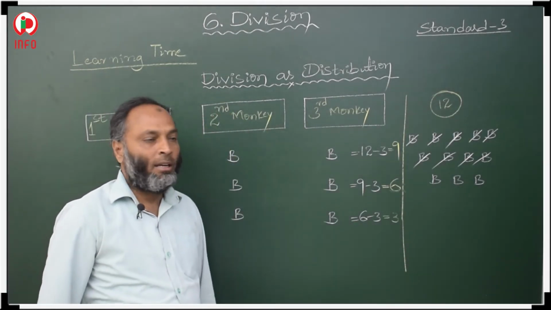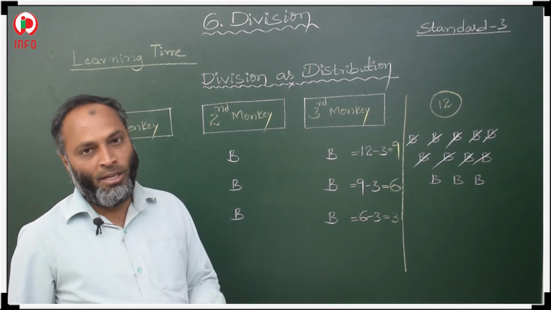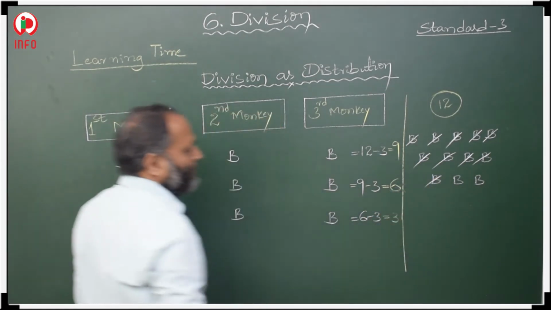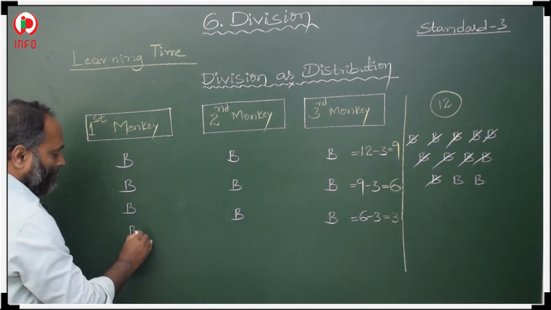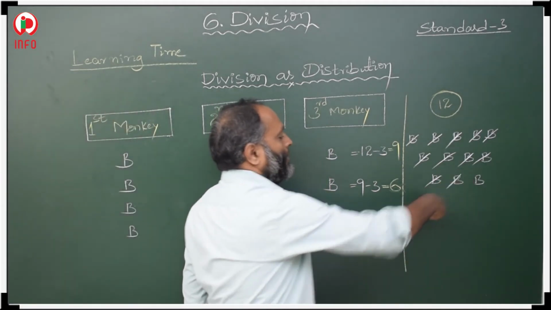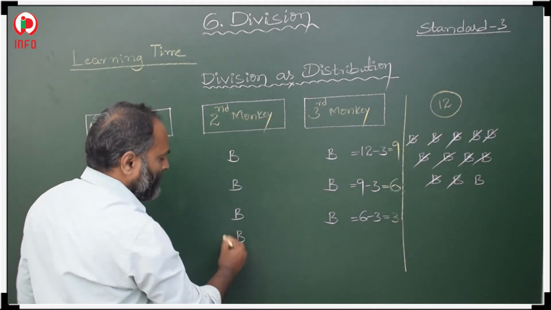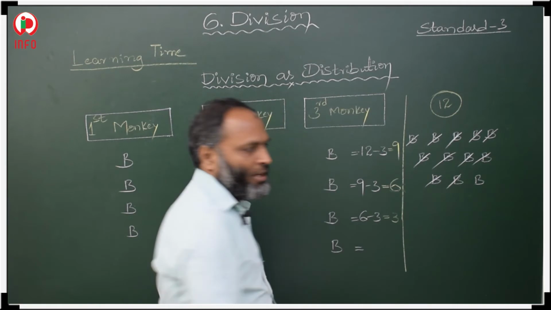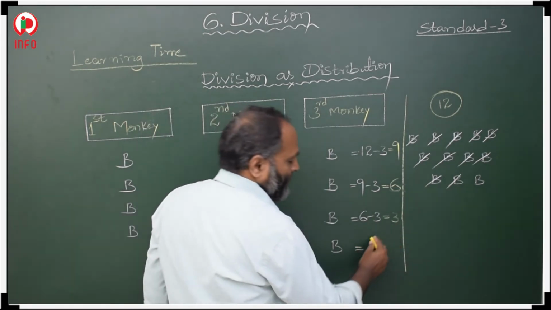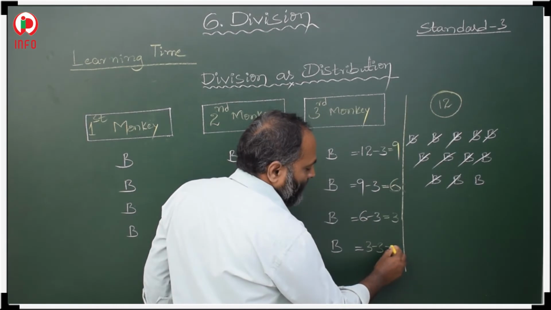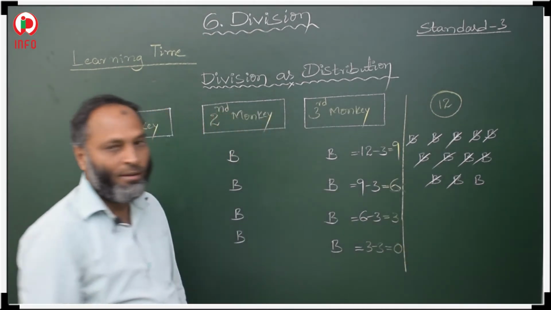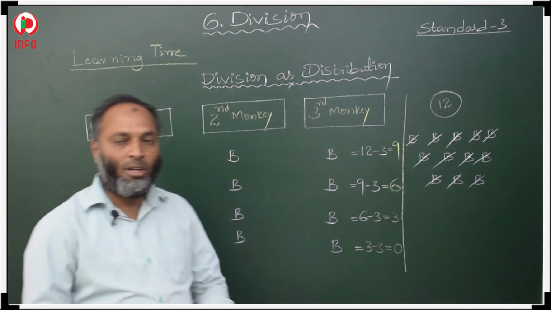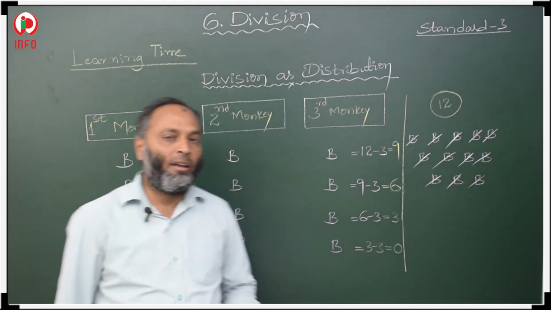Then in the remaining 3 bananas, again we give one banana to each. The 10th banana to the first monkey, the 11th banana to the second monkey, and the 12th banana to the third monkey. We gave 3 bananas, so 3 minus 3 is 0. No banana is left. All bananas we gave. So we distributed equally.